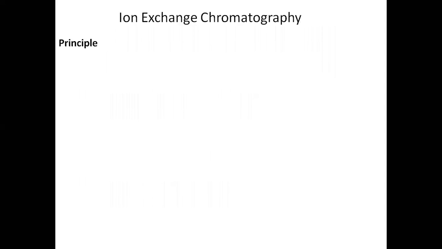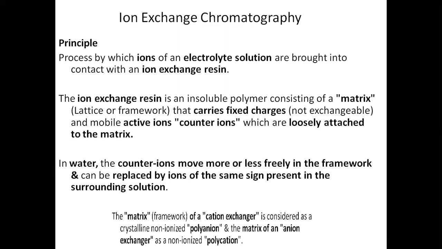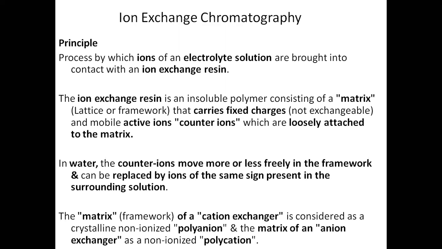Now, another chromatography that is very important and very applicable to modern sciences is ion exchange chromatography. Here again, the name tells us that we are going to do something with either anions or cations, and the samples are going to be separated on the basis of the charge that they hold. So the principle is the process by which ions of an electrolyte solution are brought into contact with the ion exchange resin. That means we have to prepare a solution which contains various ions, and these ions are brought in contact with the resin which contains some charge. That is called the ion exchange resin.